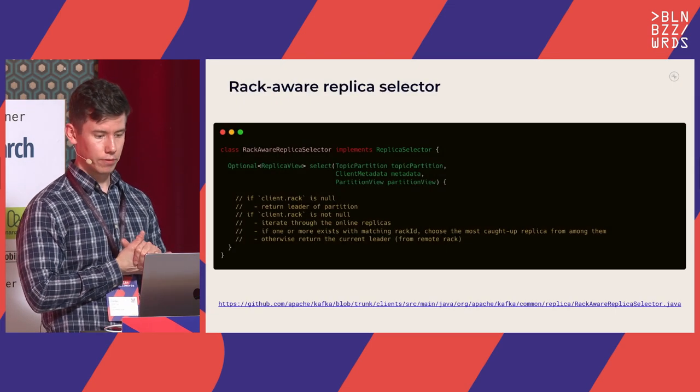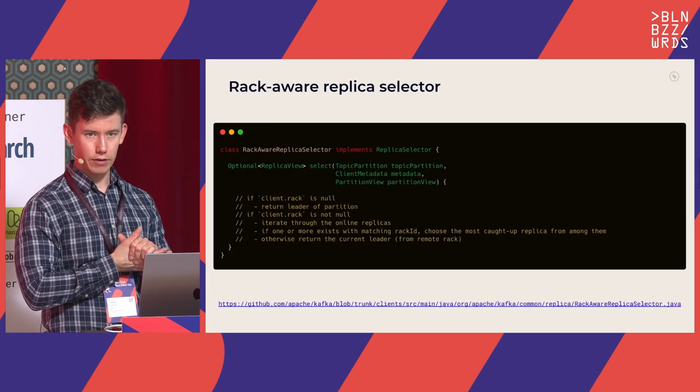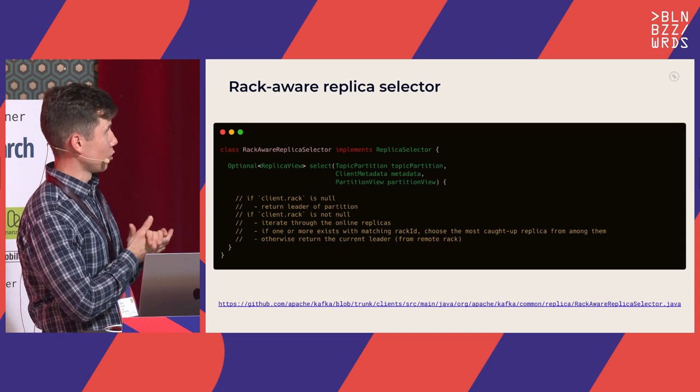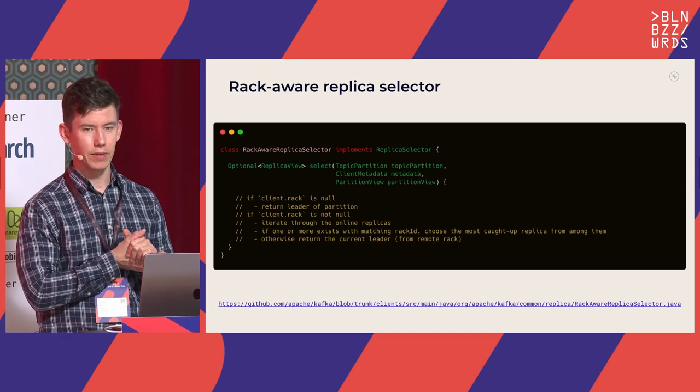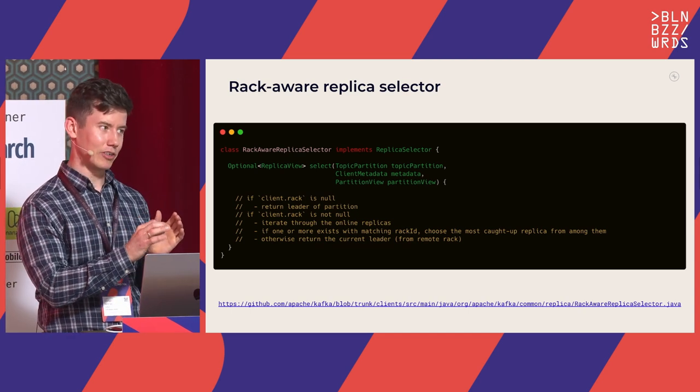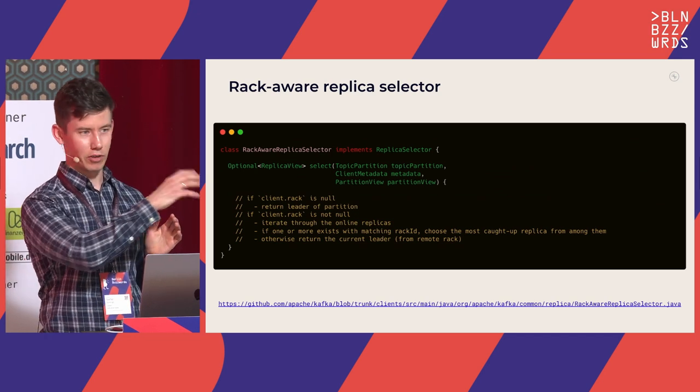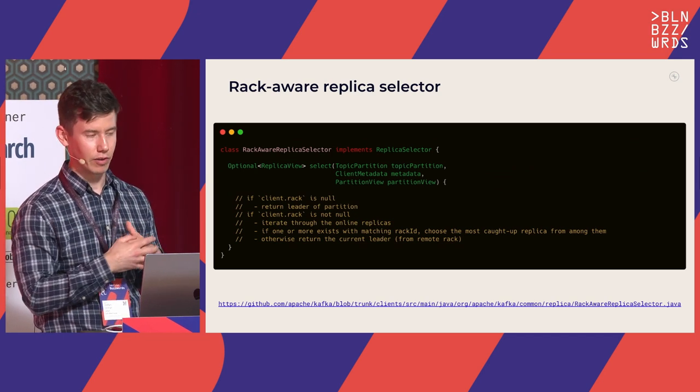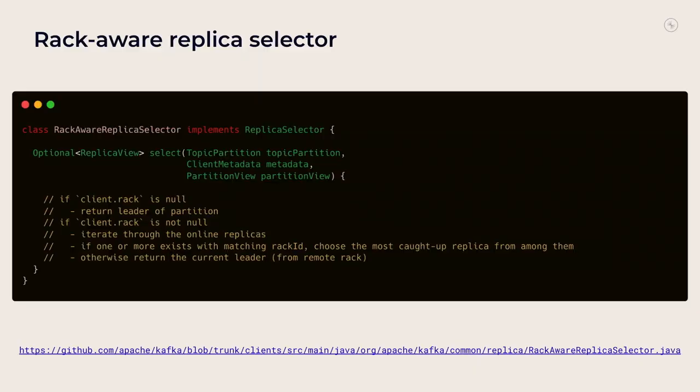And how does it work? It's actually not too complicated. There's a class called RackAwareReplicaSelector. It has only 50 lines. I actually considered for one or two minutes just putting the code here, but 50 lines feels like too much for a slide, so I just put some comments here.